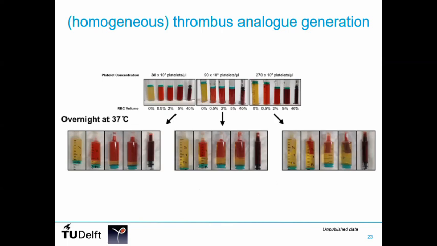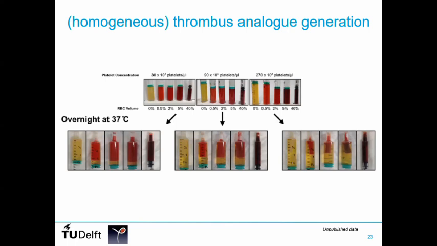Of course, that is something that is very important. So that was the next step in our experiments, to see how we can make these samples with different concentrations of platelets, from 30 to 90 to 270, 10 to the power 3 platelets per microliter. Again, these are the substances as we start out, with on the lower axis the red blood cell concentration.